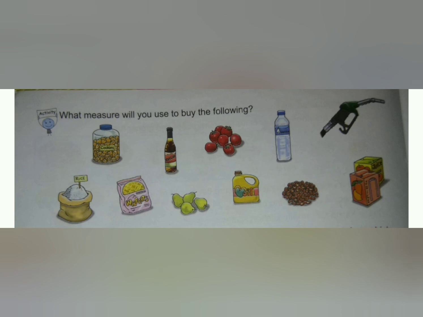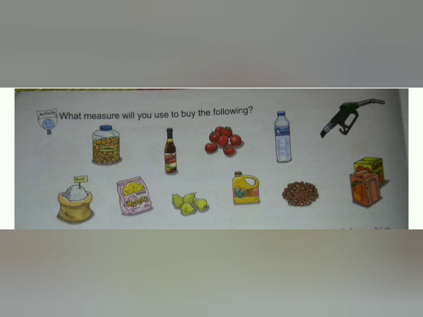If you buy in large quantity, then you can write kg also. Rice we buy in kilograms. So write below the rice kilogram or kg. Water we measure in liters. So write liter below the water. Complete the remaining and send.